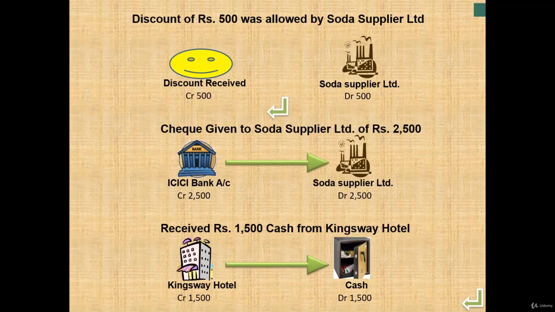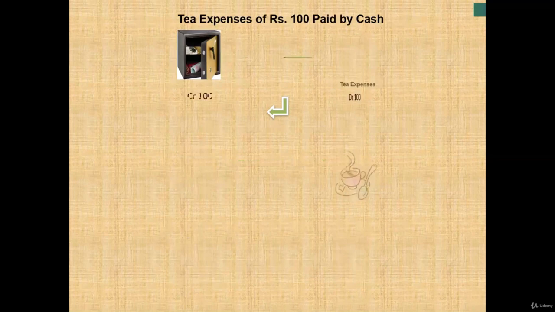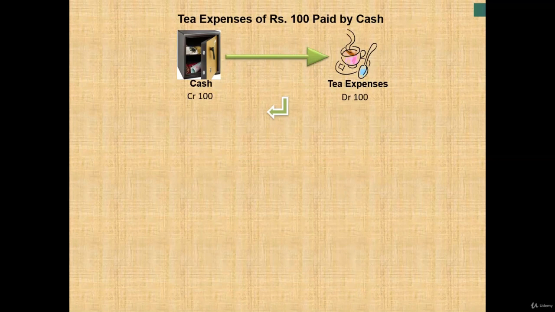Now the next transaction is received rupees 1500 in cash from Kingsway Hotel. We are receiving the cash from Kingsway Hotel. So cash is receiving. So the real account is increasing. We'll debit the cash account, and Kingsway Hotel is the giver of that cash. So as per the personal account, Kingsway Hotel account will be credited. Our entry will become cash account debit to Kingsway Hotel account. Is this clear?